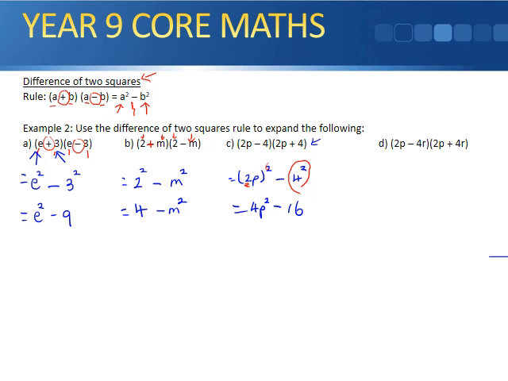Part D, again, if you look, same bracket. One's a plus, one's a minus. So this is going to be 2p, that's the first thing, all squared, minus the second thing, 4r, all squared. When I work the first one out, 2p, 2 squared, 4, and p squared, minus 4 squared, 16, and r squared.